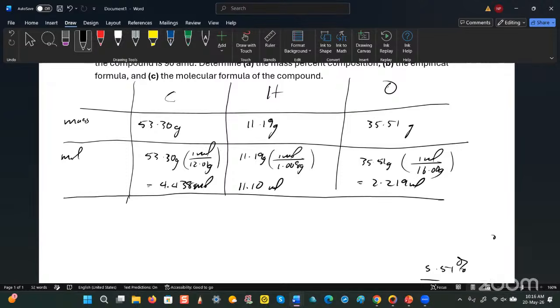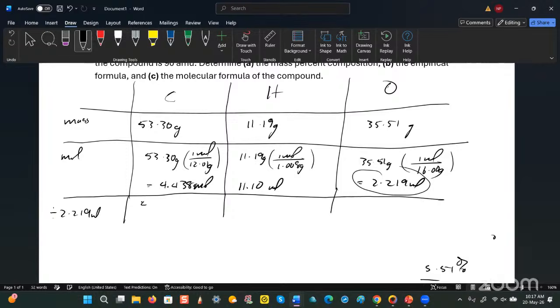The next step is to do what? Can somebody remind me? Oh, you divide by the least. Divided by the lowest of these three mole values, right? Which would be the 2.219. So you're going to divide right through by 2.219 moles.